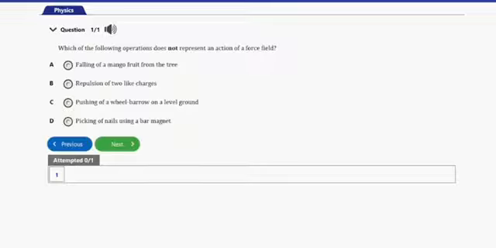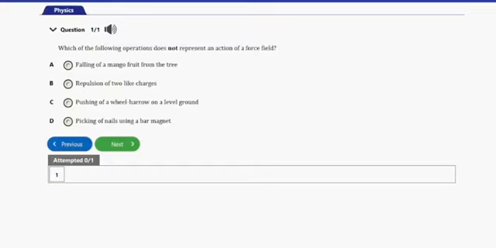So guys, the answer to this question is option C here, pushing of a wheelbarrow on a level ground. So that's the option that does not represent an action of a force field. So the other options here represent actions of a force field.